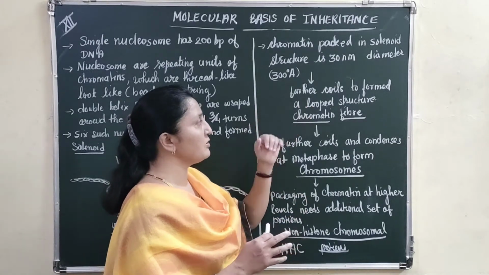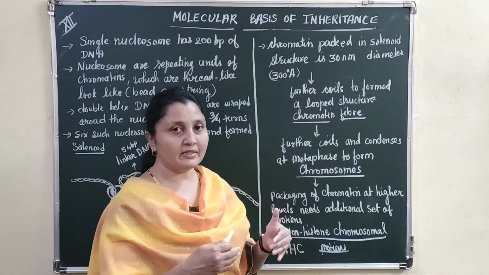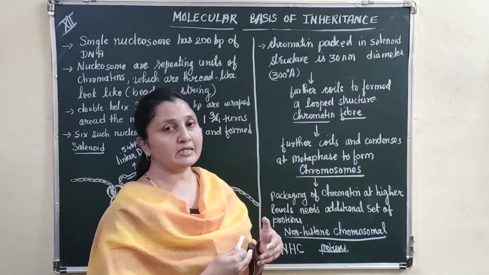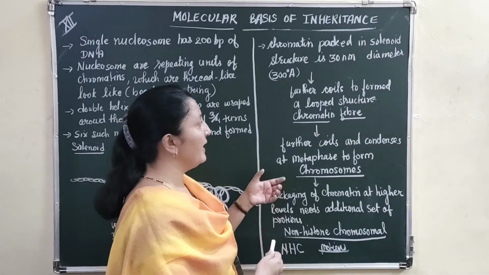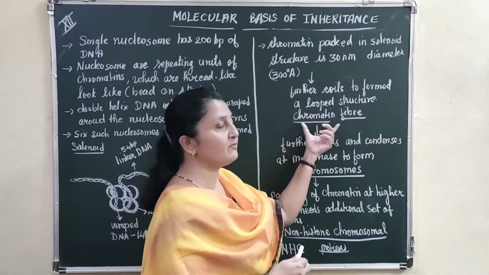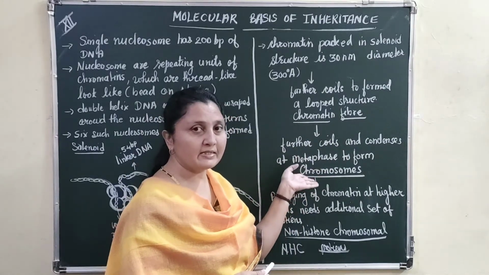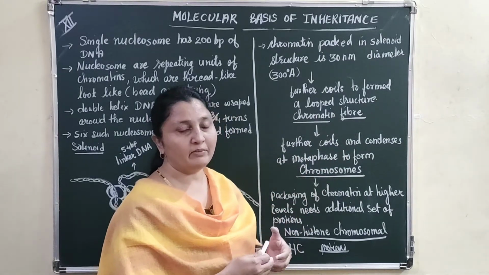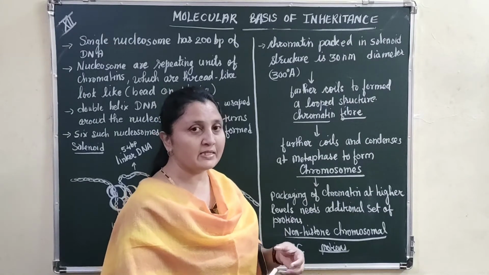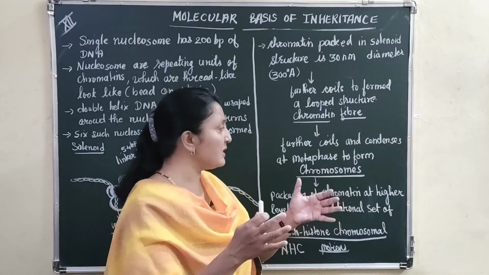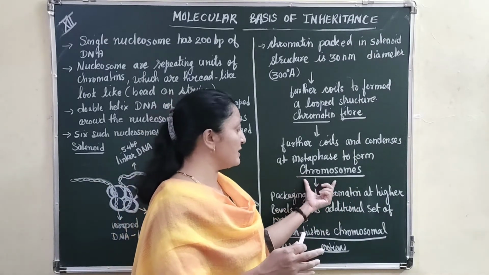Then it further coils to form a loop, right? After this it again coils, and now a loop is formed, and when the loop-like structure is formed, it is called chromatin fiber. It further coils and condenses. The chromatin material again coils and supercoils, and it becomes condensed. Correct? The large molecule slowly becomes smaller, and now it is called a chromosome.